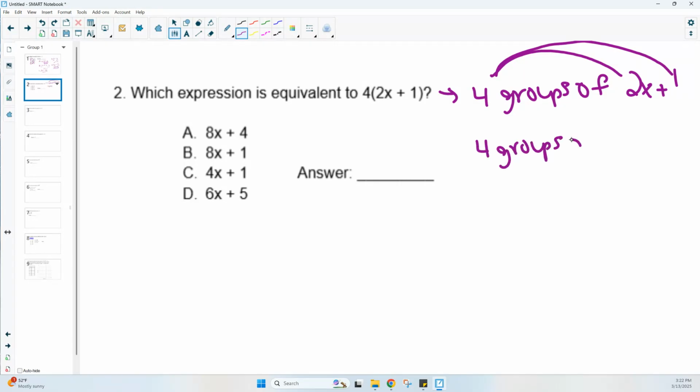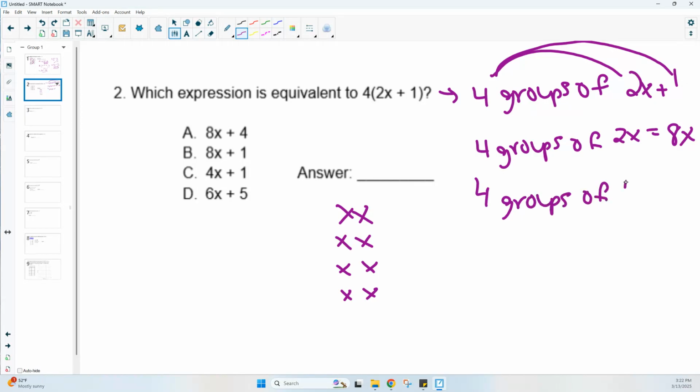4 groups of 2x is 8 x's, because if I drew 2 x's 4 times, we would have 8 x's. And then 4 groups of 1 would be 4. So we are looking for 8x plus 4, which is option A. Because again, 4 groups of 2x equals 8x, 4 groups of 1 equals 4, so we have 8x and 4. All right, let's keep going.